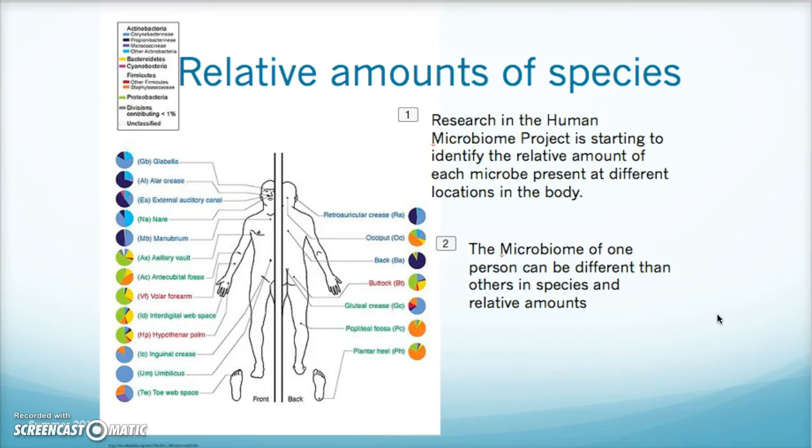Also keep in mind that the microbiome of one person can be very different from others, not only in the types of microbes they might have in a location, but also in the relative amounts of each microbe. We'll also be discussing that later. Hopefully this gave you a good view of the different locations where we generally look at the microbiome, some challenges that microbes face in colonizing them, and also some of the benefits we receive from having the microbiome. Thanks.